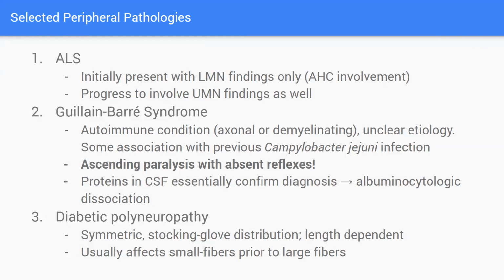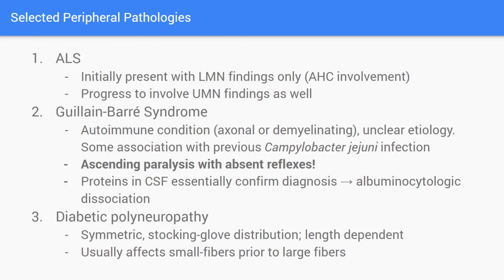The first one is ALS or Lou Gehrig's disease. And this can often present with lower motor neuron findings only initially, and that's because it primarily involves anterior horn cells, which are, as I mentioned, lower motor neurons. But as the disease continues to progress, you can have upper motor neuron findings as well. So this is a disease in which you would have solely motor findings of mixed lower and upper motor neuron type.